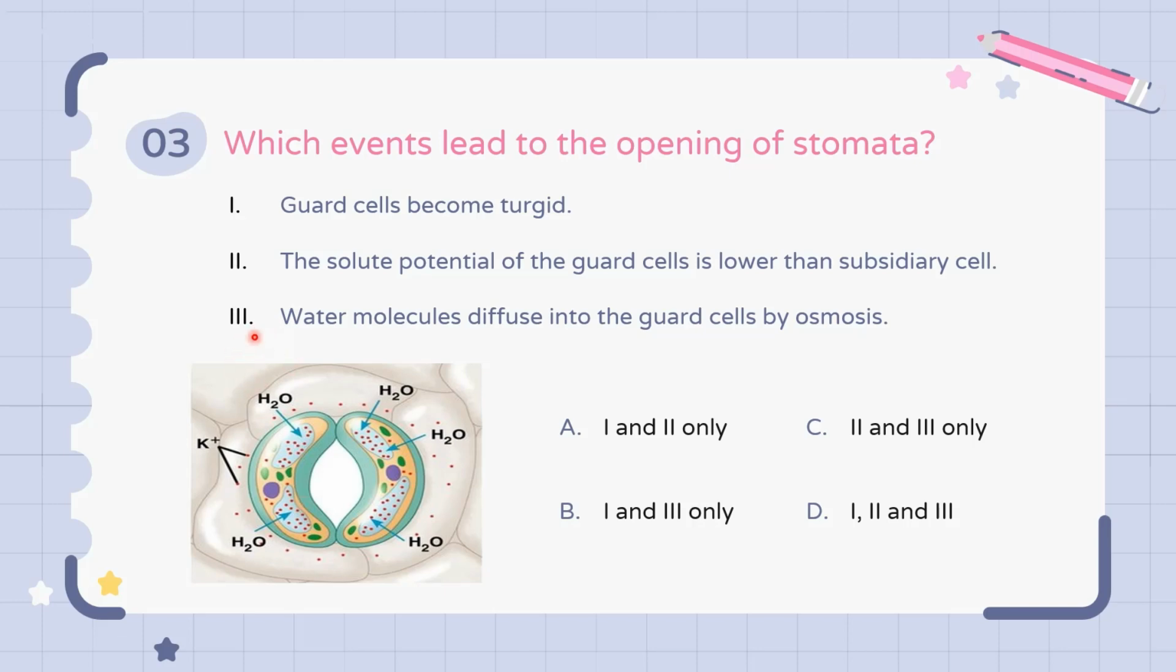Therefore, water will diffuse into guard cell from subsidiary cell by osmosis. As a result, guard cells become turgid, leading to stomata opening. Therefore, the correct answer should be B. 1 and 3 only.